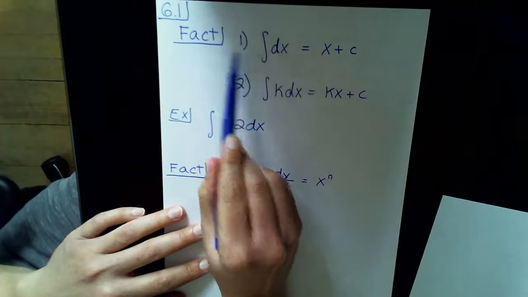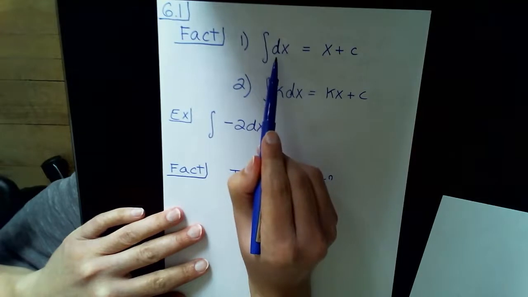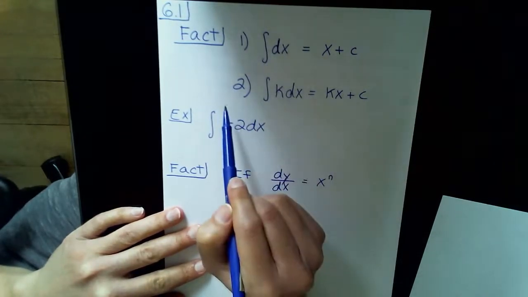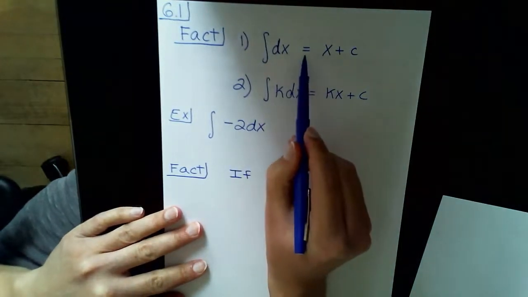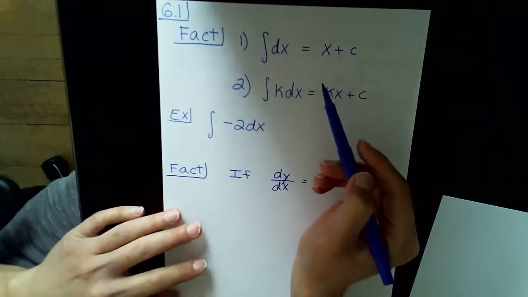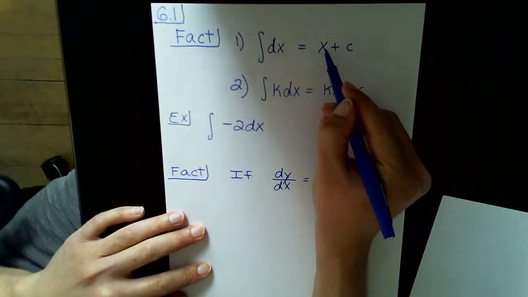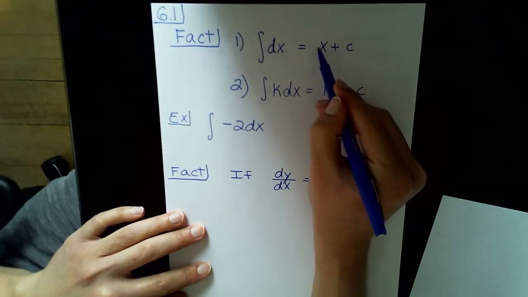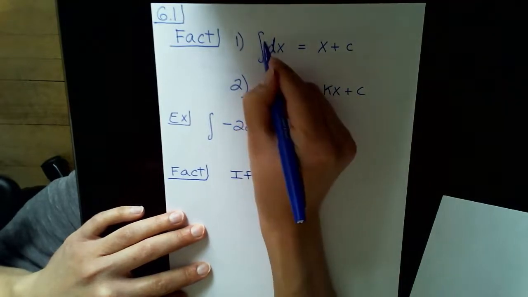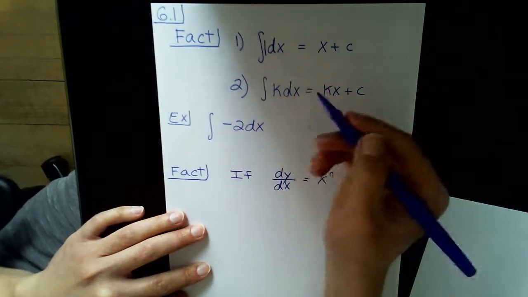First of all, we're going to introduce a couple of facts, and the first is if you have the integral of dx or the integral of 1 dx, either case it's the same thing, that will always be equal to x plus c. Think about why that is. If we took the derivative of x, we would just be left with the constant in front of it, which is just 1. And notice that's all that's technically inside of this antiderivative, 1 dx, or just dx.